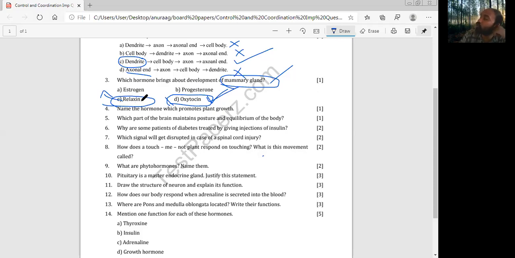Not only that, relaxin is also involved in the enlargement of the cervix. That is the part through which the baby comes out. You will learn that in the next chapter. Okay, so just remember relaxin.